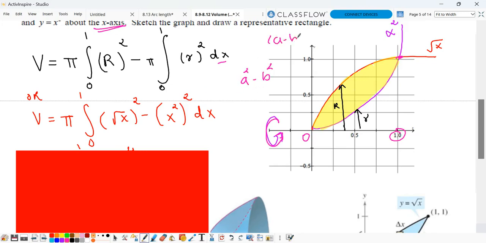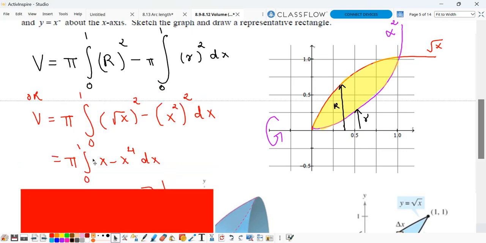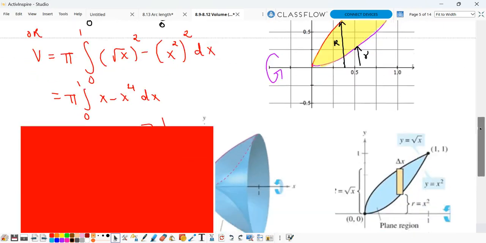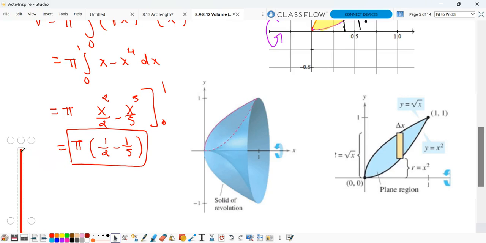As a calculus student, you should know that (a minus b) squared is never a squared minus b squared. That's not true. So square root x squared is x, and x squared squared is x to the 4. And of course, I'm not going to explain the antiderivative techniques; you are expected to know how to do that. My purpose here is only to show you the setup.